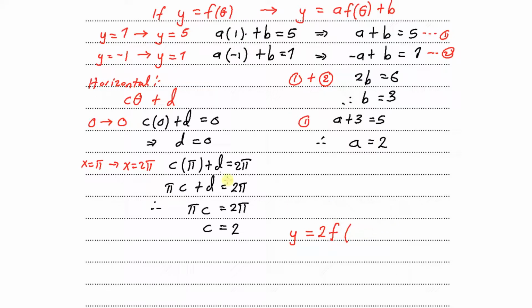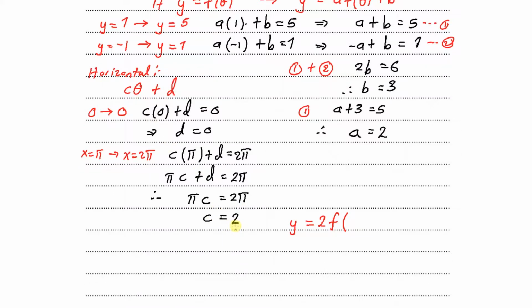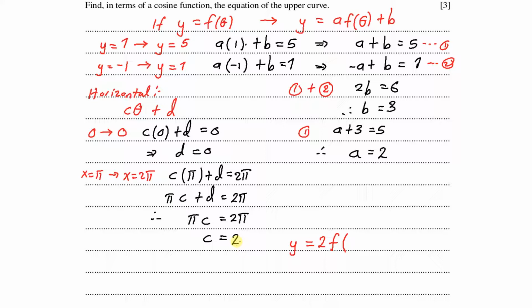And inside the bracket, we're going to be having c theta plus d. So we got c to be 2. But since the graph has been widened out, I'll write that factor as 1 over 2. So it's 1 over 2 theta, close bracket, and then it's plus b, and we got b to be 3, so it's plus 3. So eventually, in terms of cos, we write it as y is equal to 2 cos of half theta plus 3. So this becomes the final answer.